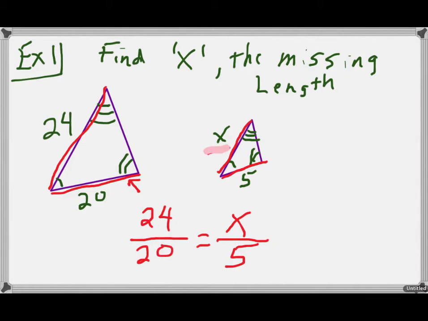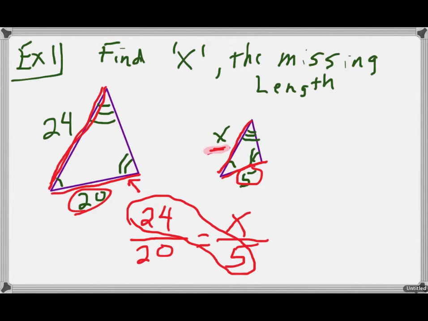And then, guys, from there, it's just cross multiply and divide. And you could do this with any shape. All you need is two complete corresponding sides, which I have here in 20 and 5. Then you locate your missing side and try to find its corresponding side. That'll help build your ratio and proportion.